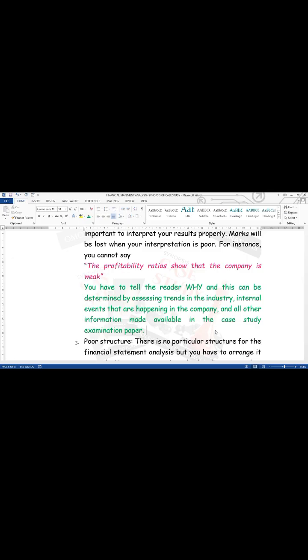So when you have assessed the industry and the internal happenings of the company, you'll be able to know that the reason the profitability ratios show the company is weak is the recent happenings in car manufacturing, where customers are no longer patronizing car manufacturing companies, rather they're patronizing automated wing companies or something. Do you understand? When you know the trends in the industry and the internal happenings of the company, you'll be able to determine why some issues are happening. As a professional, you'll be able to assess it.